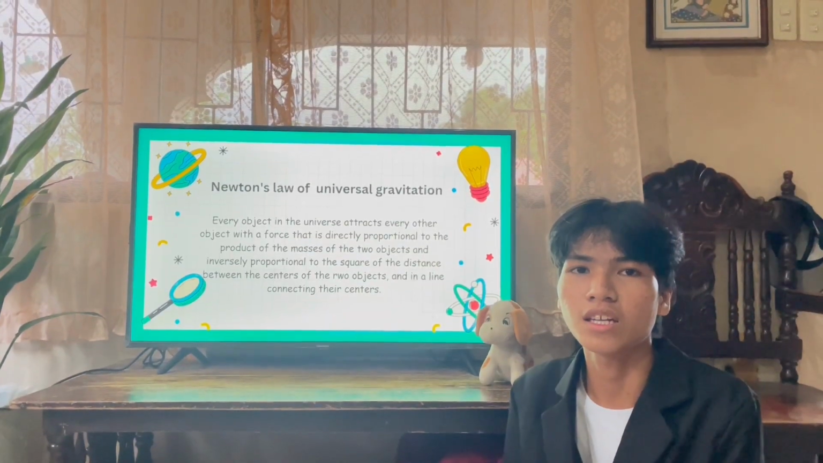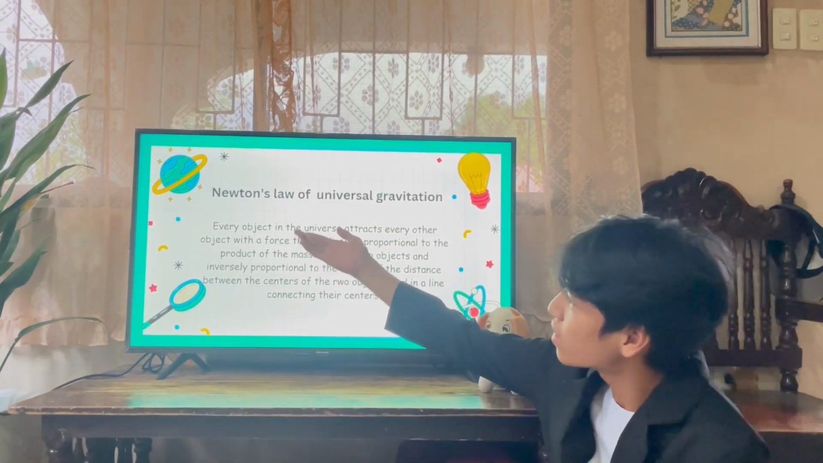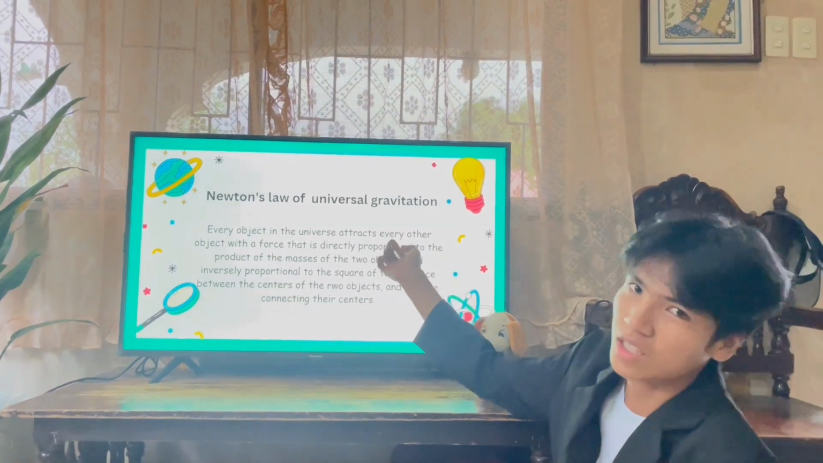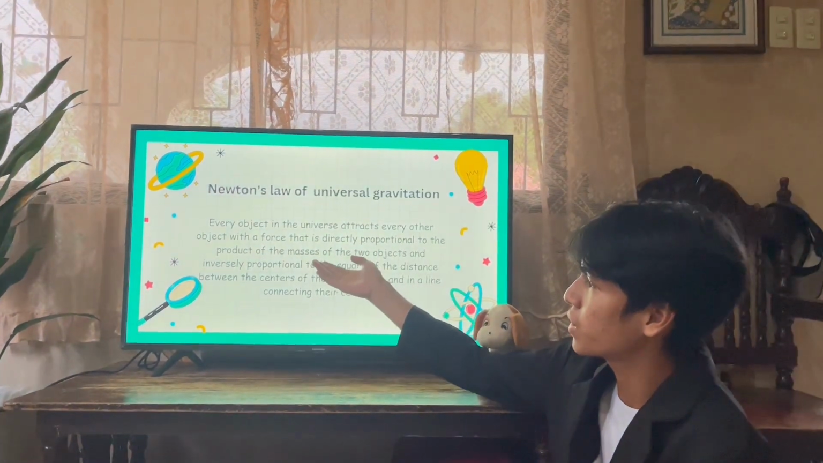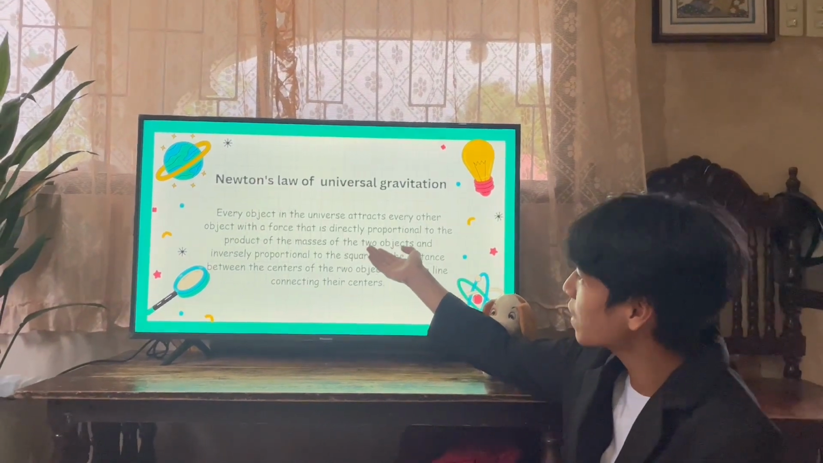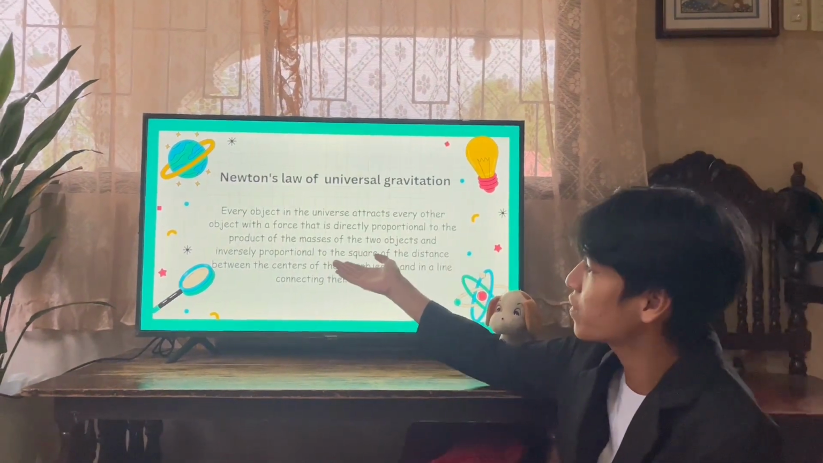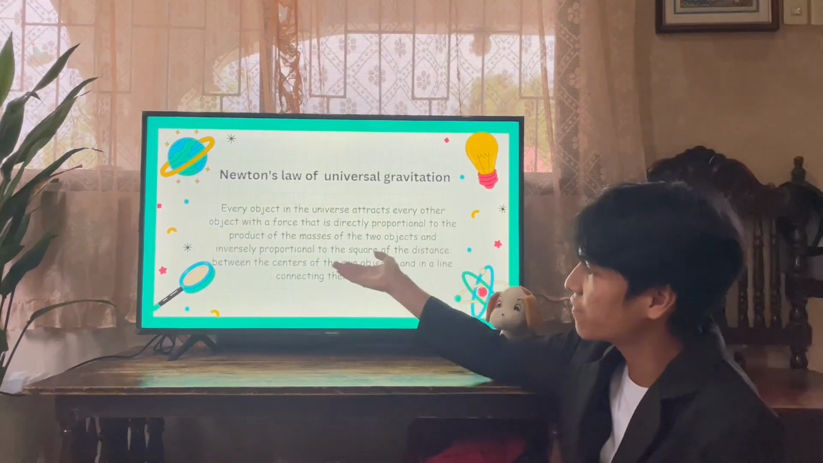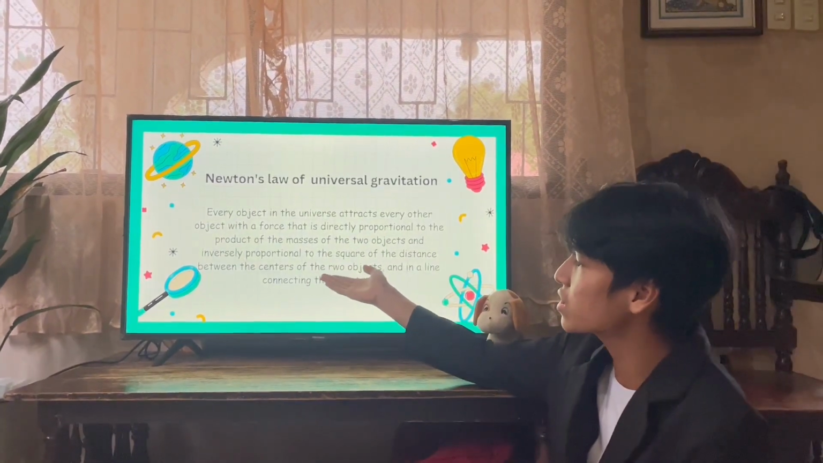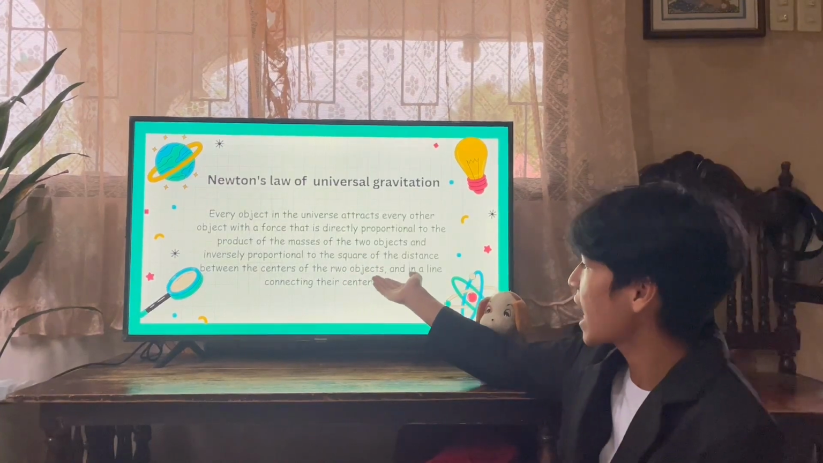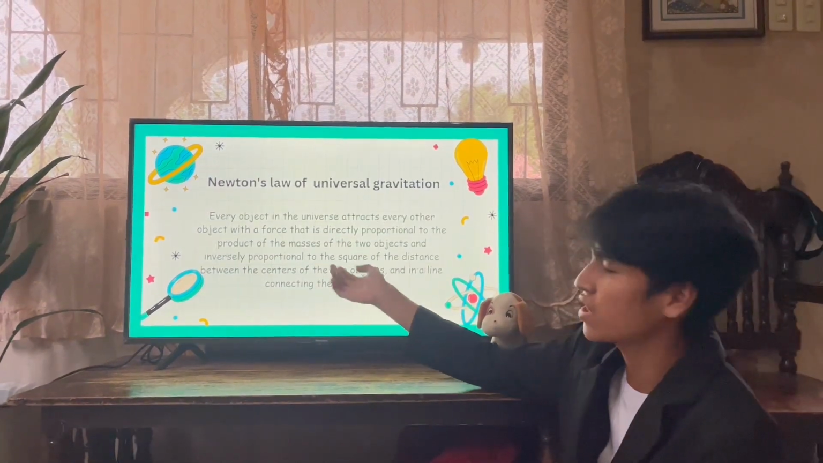Hello everyone. Today I'm going to discuss Newton's law of universal gravitation. Every object in the universe attracts every other object with a force that is directly proportional to the product of the masses of the two objects, and inversely proportional to the square of the distance between the centers of the two objects, and in a line connecting their centers.